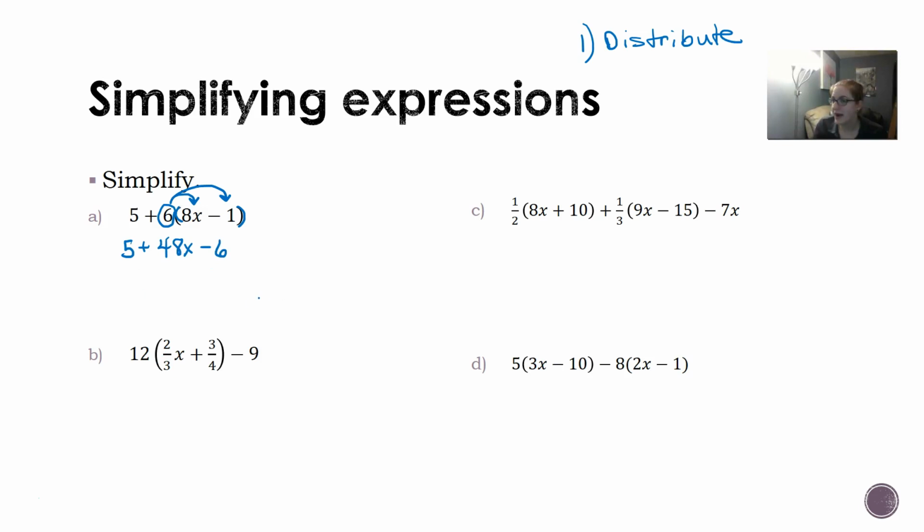Now, what can I combine here? Because step 2, combine like terms.